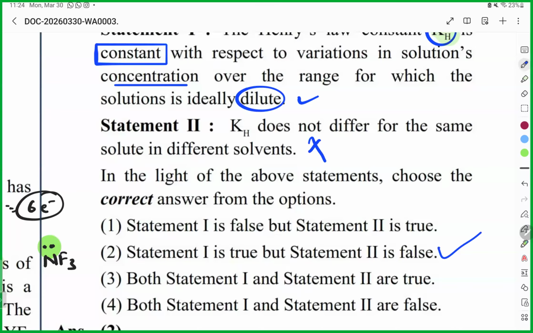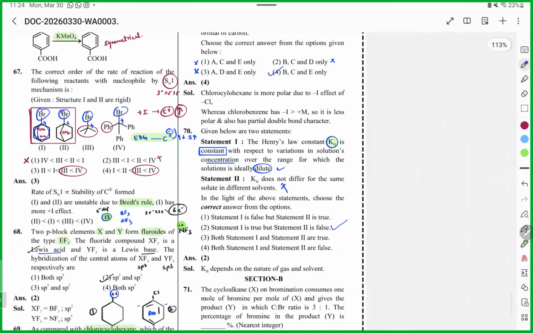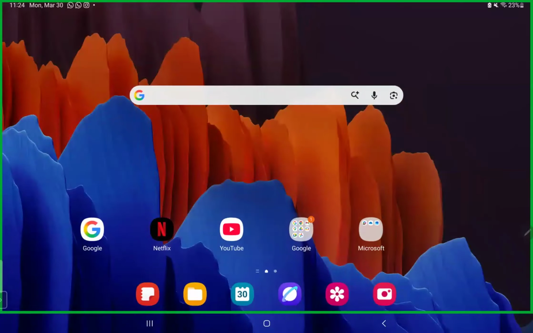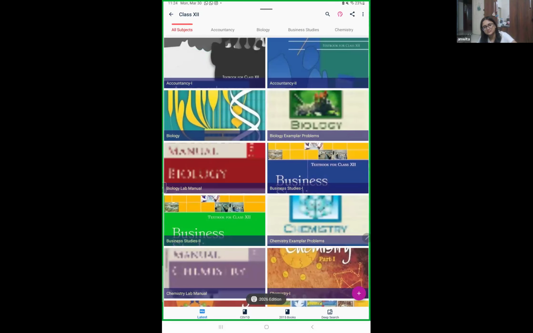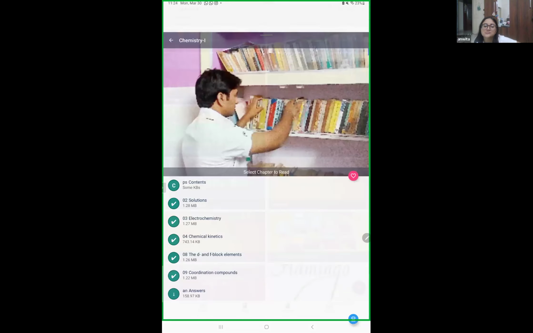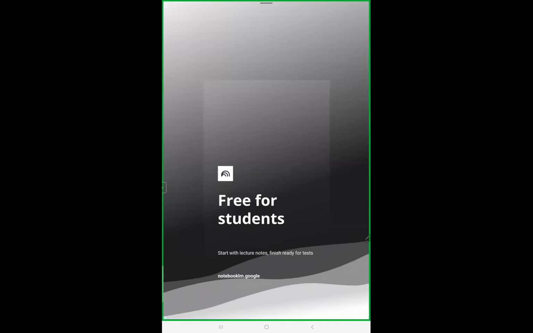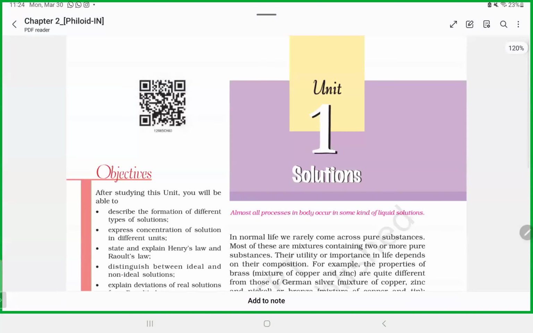Make sense? Yes, sir. Yes, also easy. It was straightforward because KH depends upon the nature of gas and nature of solvent. To make it better, I will show you a question. But guys, which year's paper is this? 2026. Oh, yes. We will do all 26 questions first. And this will be good enough.